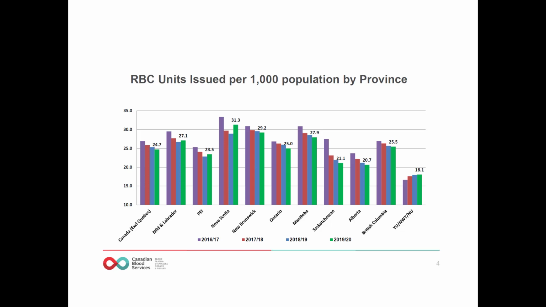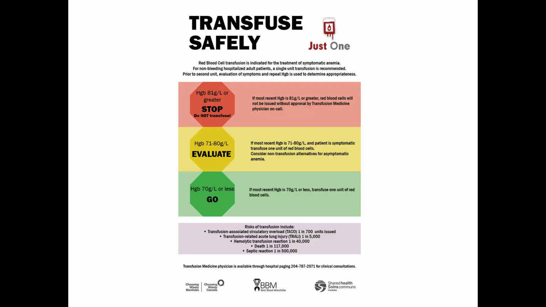Therefore, to summarize, this poster identifies all the key points. The first point, the intervention we're hoping to implement is just one, meaning to transfuse 1 unit instead of the commonly prescribed 2 units of transfusions. And we're hoping that patients receive a single unit and are reassessed for clinical benefit. And if a second unit is required, a repeat hemoglobin is done.